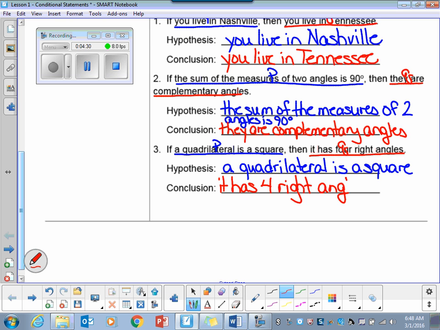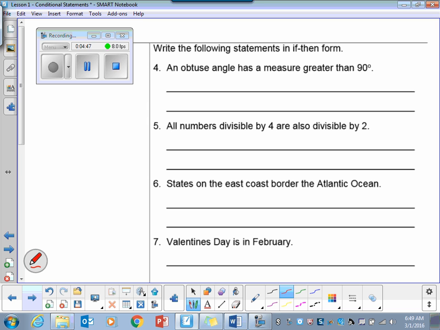Instead of underlining, some people like to use highlighters and highlight their hypothesis each and every time and then underline their conclusion. Whatever you need to do, I like color, but whatever you need to do in order to make this stand out for you, that's important. Write the following statements in if-then form. Now, when we do this, we want our statement to be true.